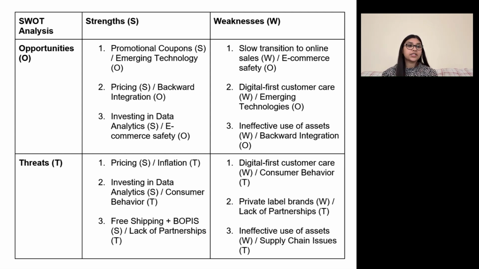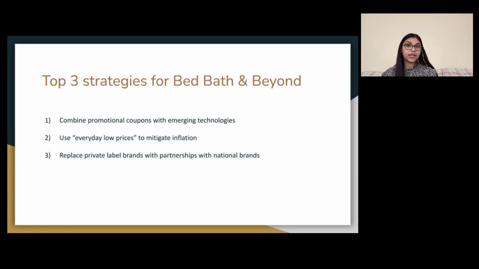Our last quadrant discusses overcoming our weaknesses to minimize threats. Our first strategy here talks about taking the weakness of digital-first customer care and using it to overcome the threat of negative consumer behavior. Our second strategy takes our weakness of private label brands and uses that to minimize the threat of our lack of partnerships. Our last strategy takes our ineffective use of assets and uses it to minimize supply chain issues.